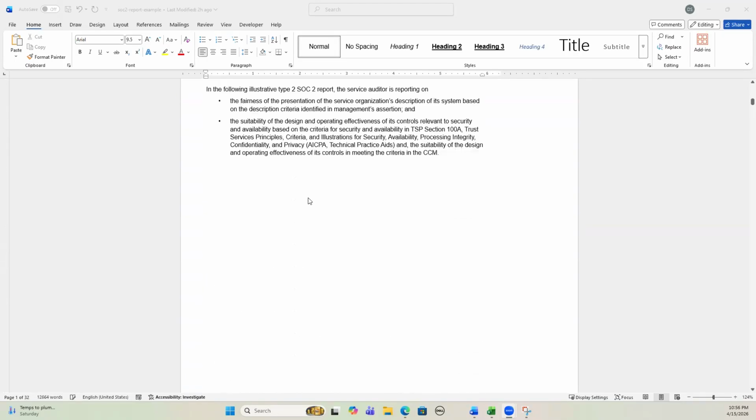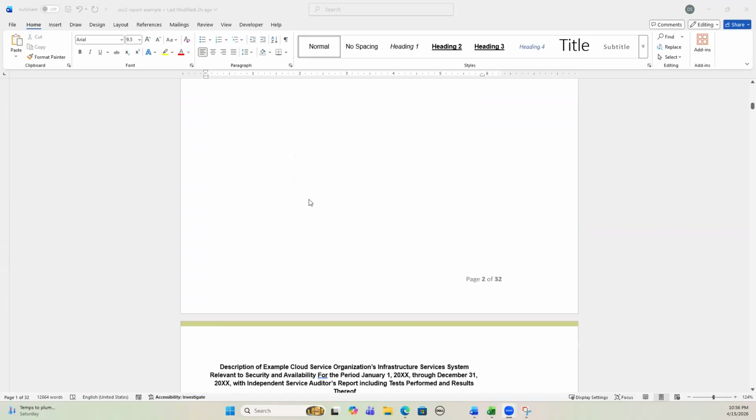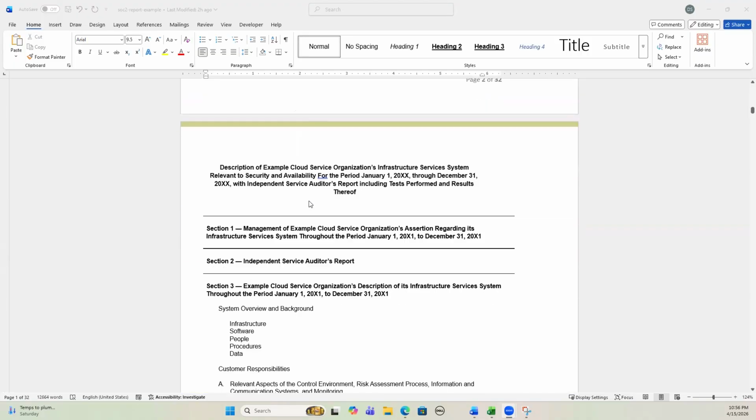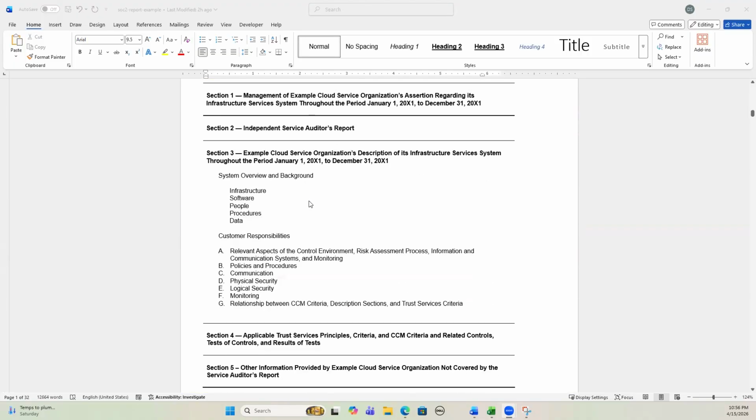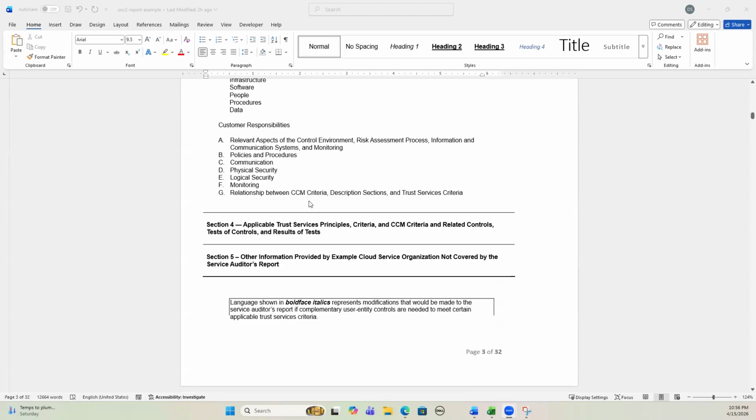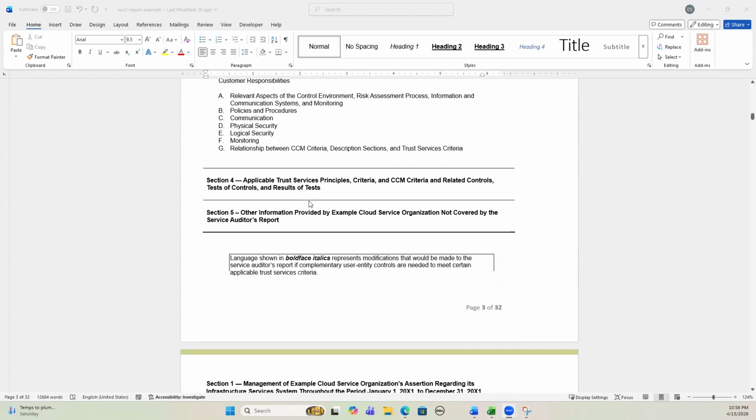A SOC2 report is not a security certificate. It's not a pass or fail exam. It's a document that tells a very specific story. And if you don't know how to read it, you will miss the part of that story that actually matters.